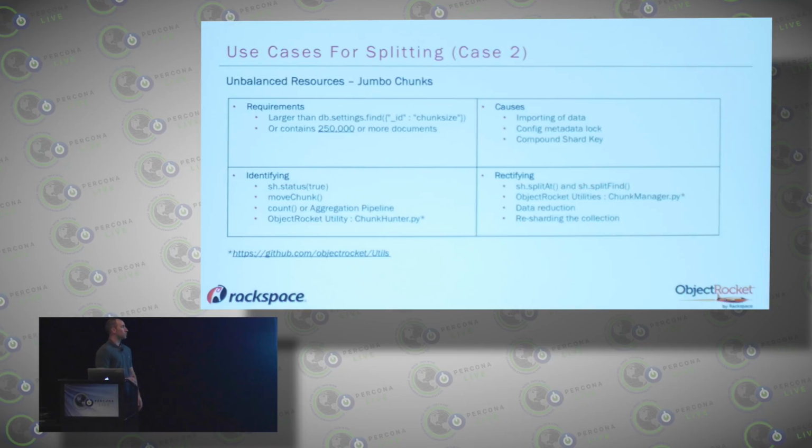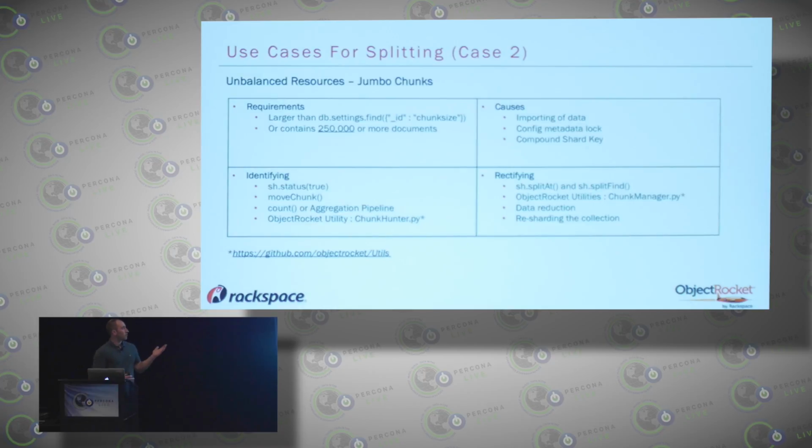So causes for jumbo chunks could be importing of data. If you're doing a Mongo restore or a Mongo import, the mongos and the mongod just can't cope with all the data coming in, and the chunk will exceed max chunk size and will remain a jumbo.